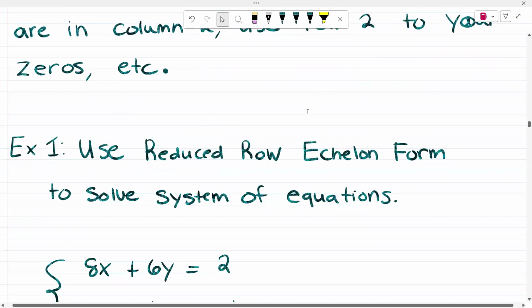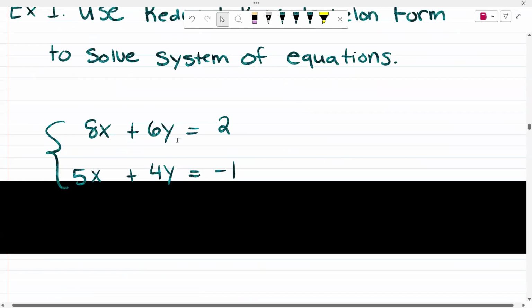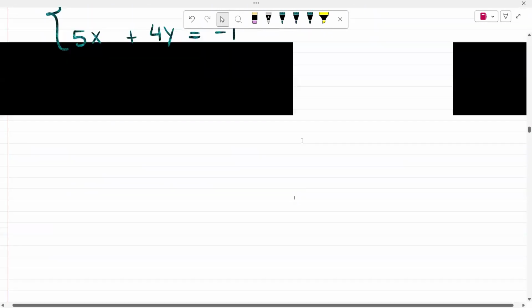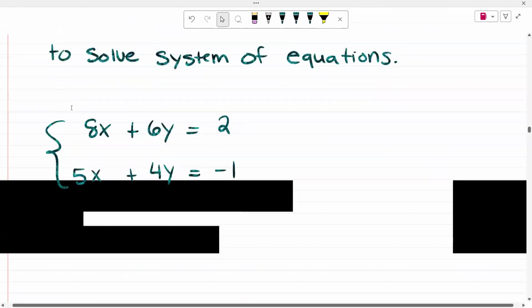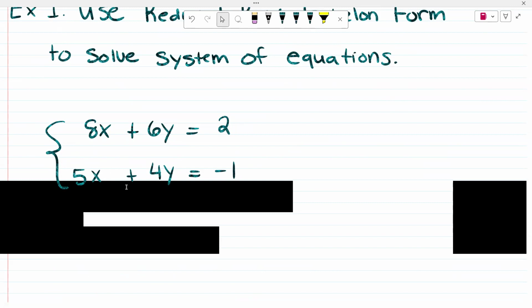Okay, so this is exciting. Now let's do what we just learned. Example one says use reduced row echelon form to solve the system of equations. Okay, so here we have our first equation: 8x plus 6y equals 2. And then our second equation is 5x plus 4y equals -1.